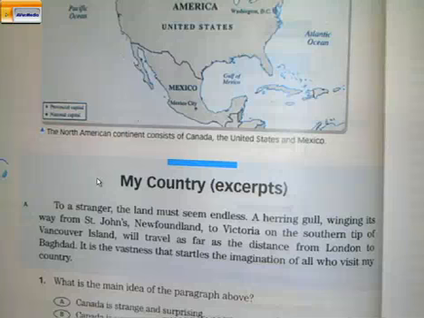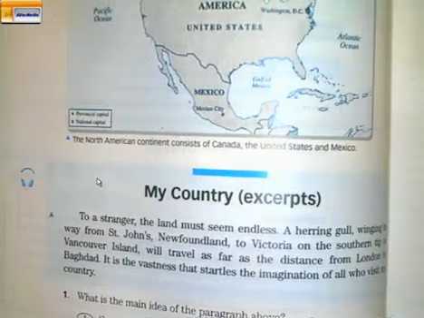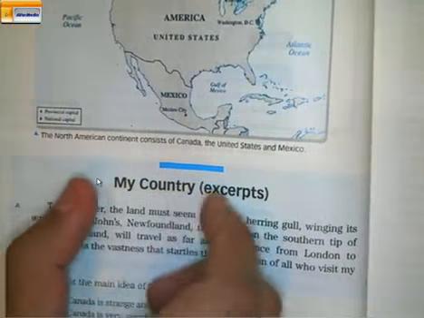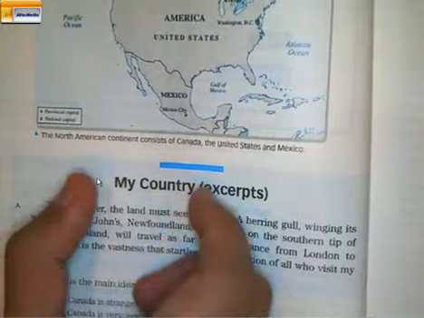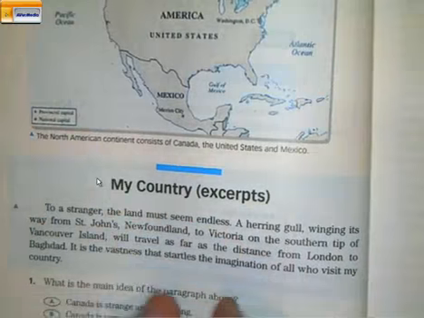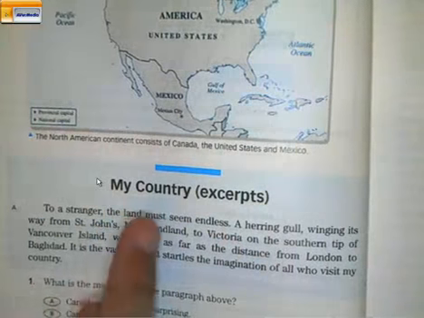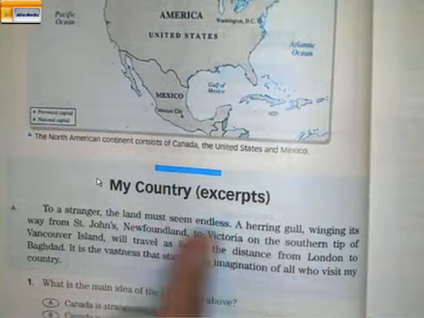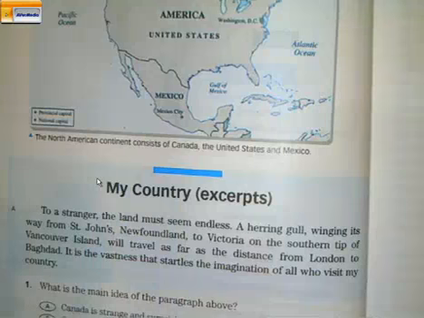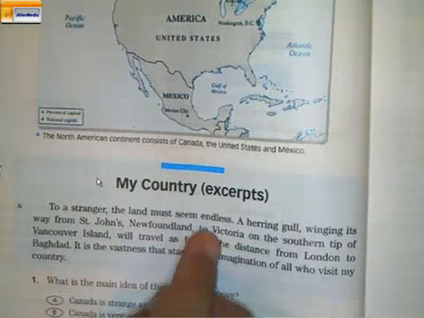So you see, there is no topic sentence here. I'm sure that you have studied topic sentence in Composition 1 and in Reading 1. Usually there is a topic sentence in the beginning of the paragraph, always in the beginning, which tells us the main idea of the paragraph. But here we don't have a topic sentence. "To a stranger, the land must seem endless." So you see, it's not a proper topic sentence, but it gives us a hint. Endless. This is the hint.